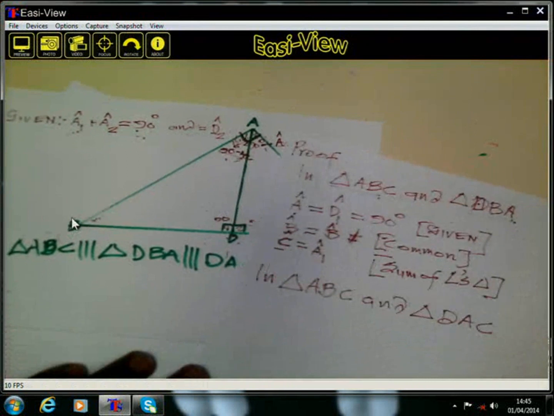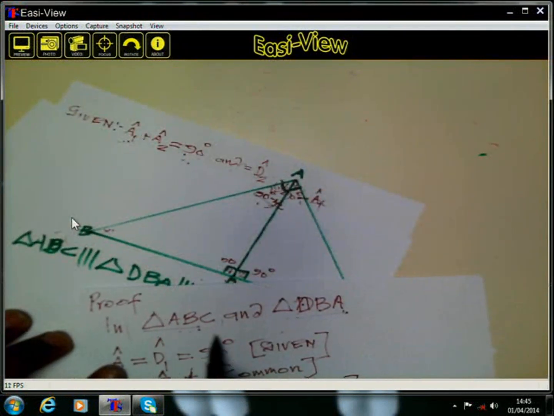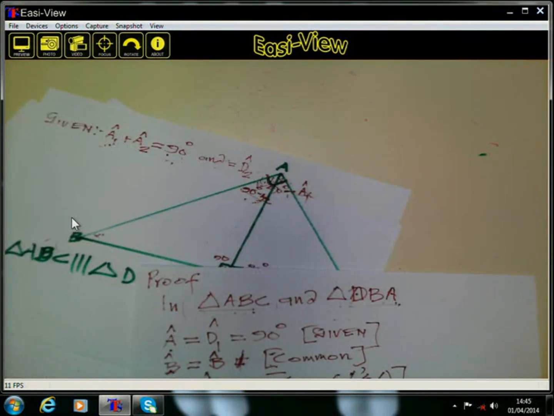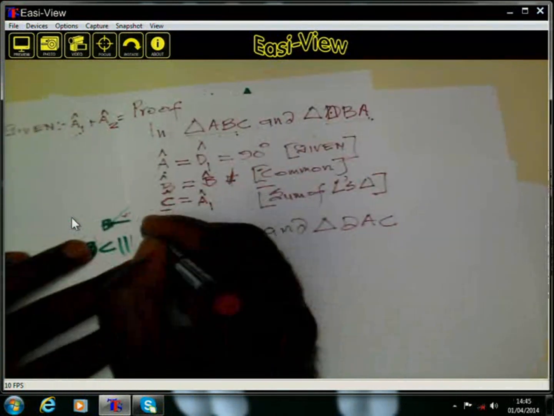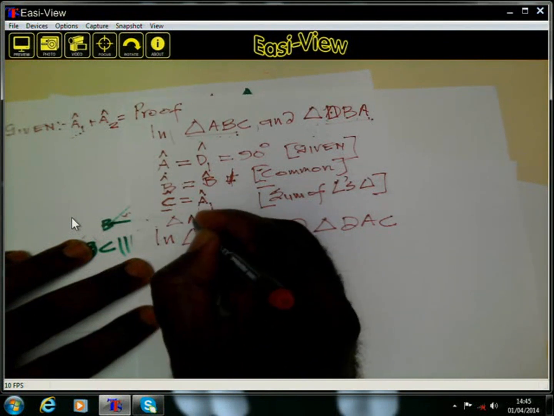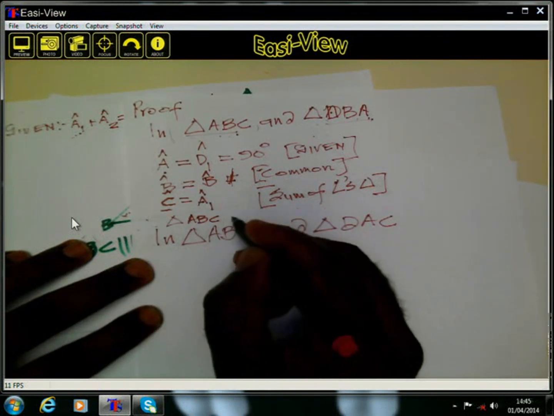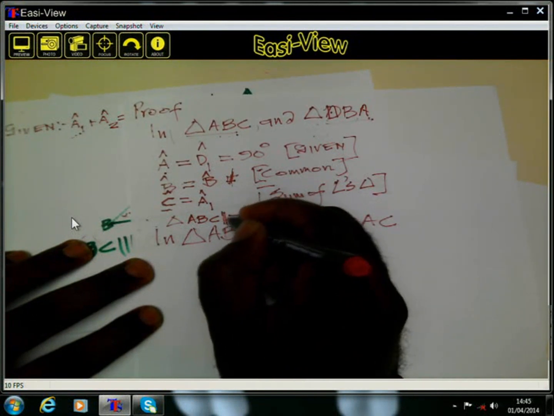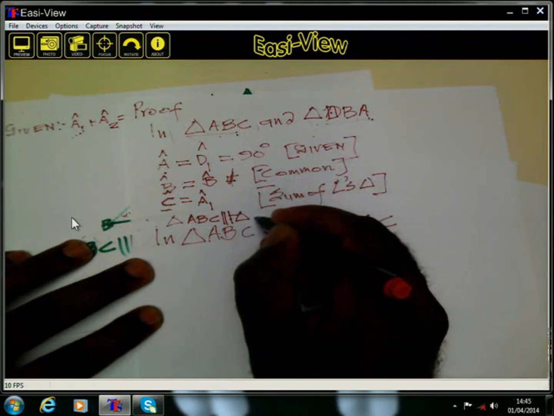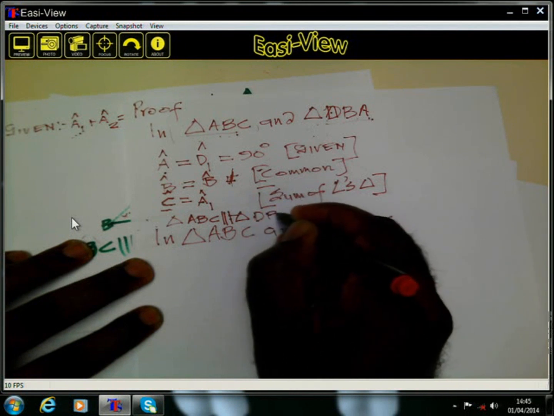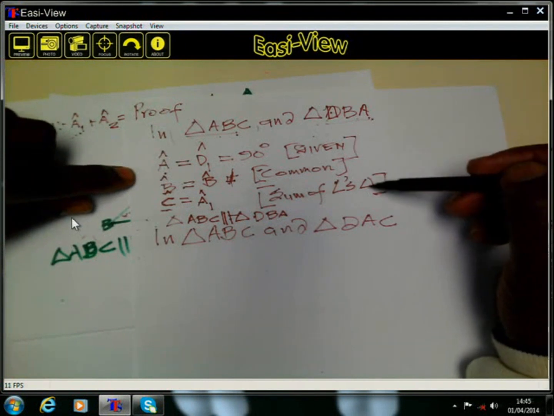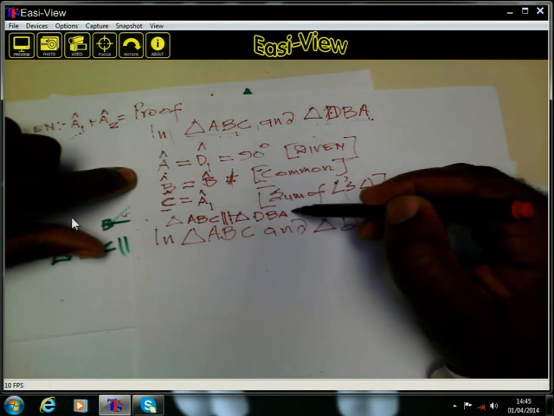Fine. So I've gone as far as this and that. Maybe in closing this one, I should have said, therefore, triangle ABC is similar to triangle DBA. Why? Because we have established that in the two triangles, angles are equal. So it means that the two triangles are similar.